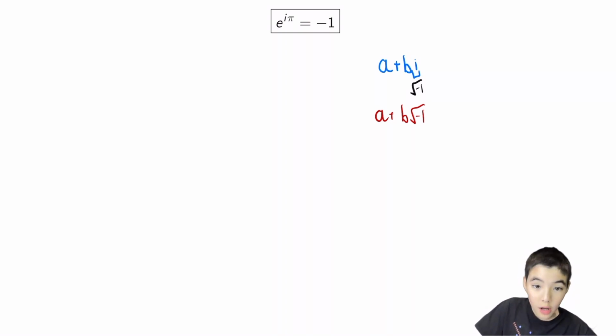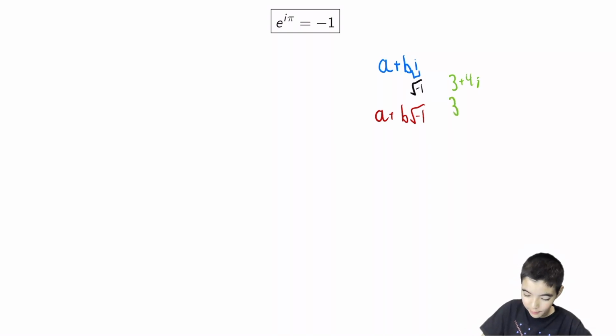For example, this is a complex number, 3 plus 4i. Note that the numbers also can be negative. For example, 3 minus 4i. Or they can also be irrational, like root 3 plus pi i. Those are all complex numbers.